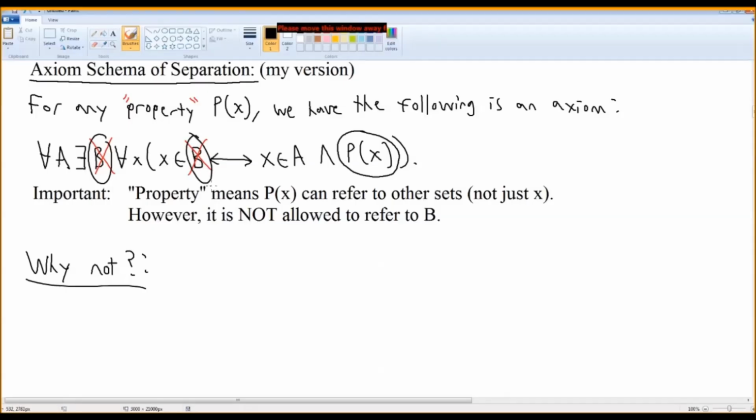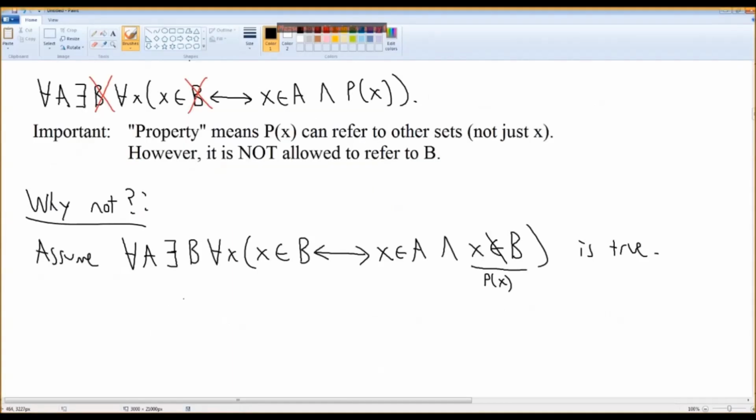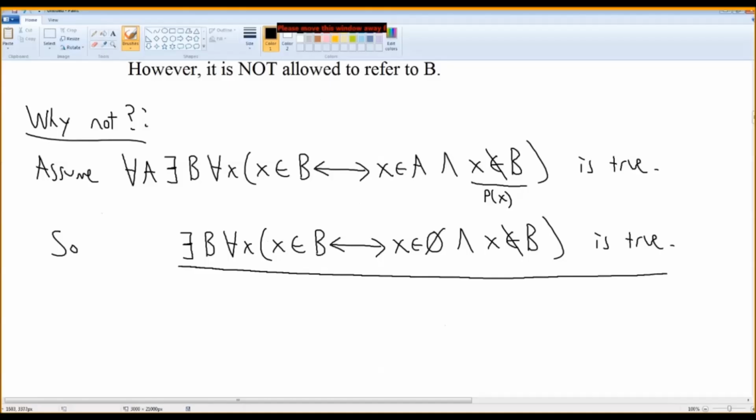And the reason is because sometimes it leads to contradictions. For example, assume this were true. If our properties were allowed to refer to B, then this would be our P of X, and this would have to be an axiom of set theory. So it's true, right? Well, here's the problem. If this statement is true for any set A, then it has to be true if A is the empty set as well. So that means this is true.